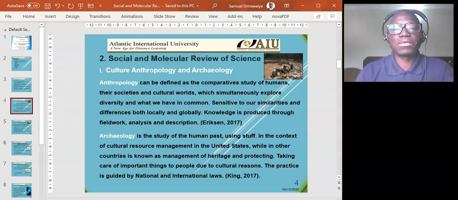Founding fathers of modern anthropology were Franz Boas, Bronislaw Malinowski, Radcliffe-Brown, and Marcel Mauss. Likewise, women made their mark later.